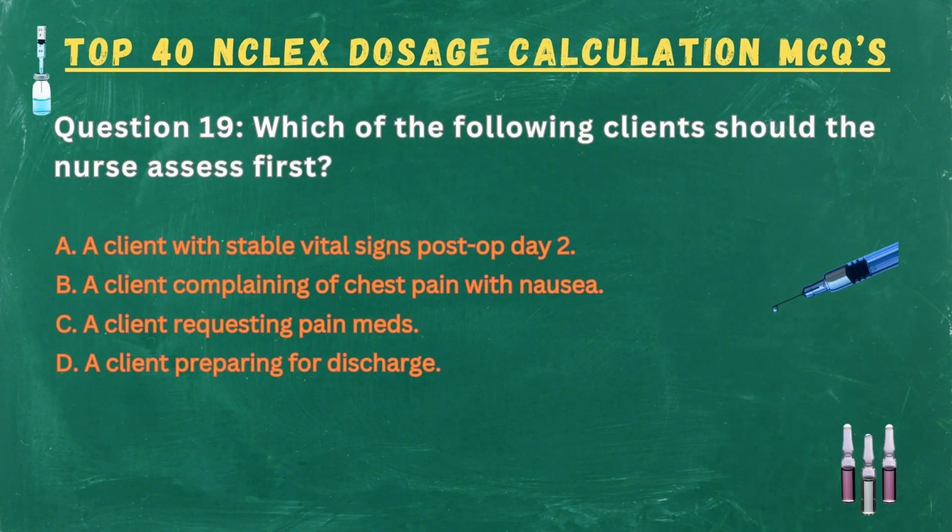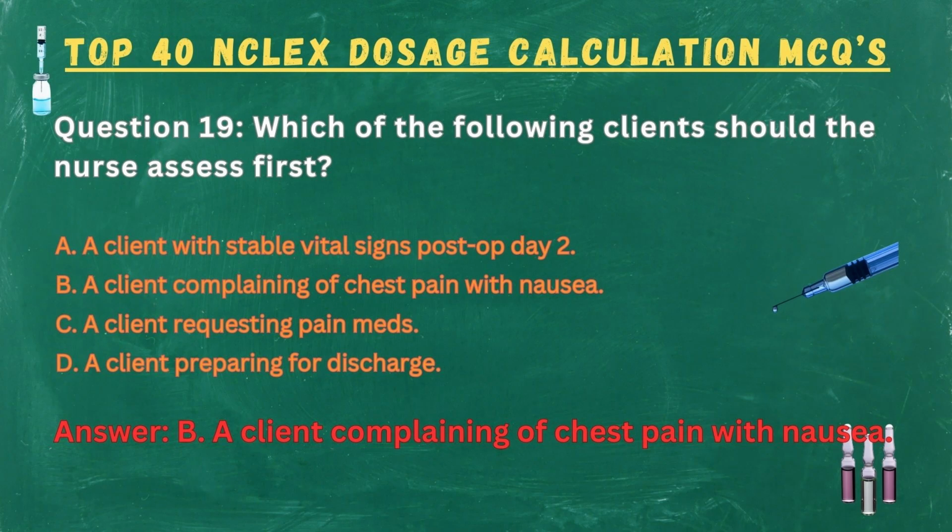Question 19. Which of the following clients should the nurse assess first? A. A client with stable vital signs post-op day 2. B. A client complaining of chest pain with nausea. C. A client requesting pain meds. D. A client preparing for discharge. Answer: B. A client complaining of chest pain with nausea.